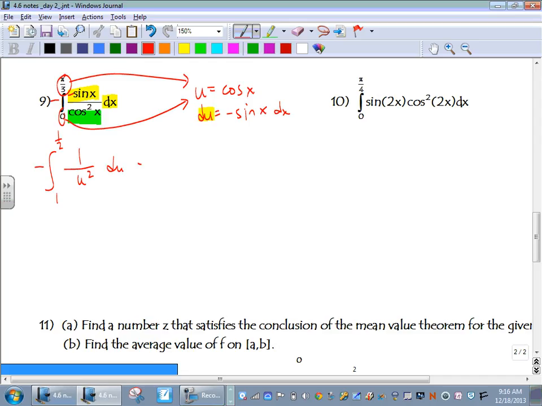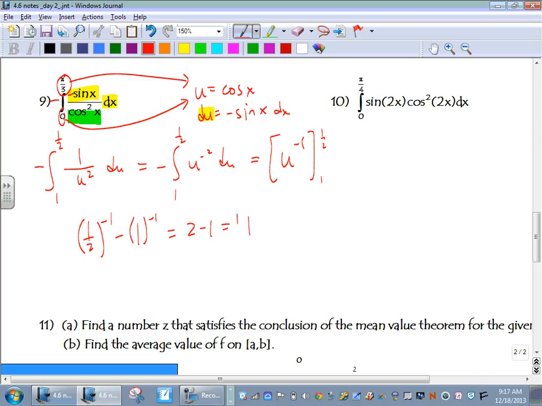So here we can rewrite this as u to the negative second du. Now we have it in a spot where we can do the antiderivative, which means we're going to add 1 to the exponent, divide by the new exponent. So we're dividing by negative 1. There's a negative out in front, so that makes it positive. So we end up with 1/2 to the negative 1 minus 1 to the negative 1, which would just give us 2 minus 1, which is 1.